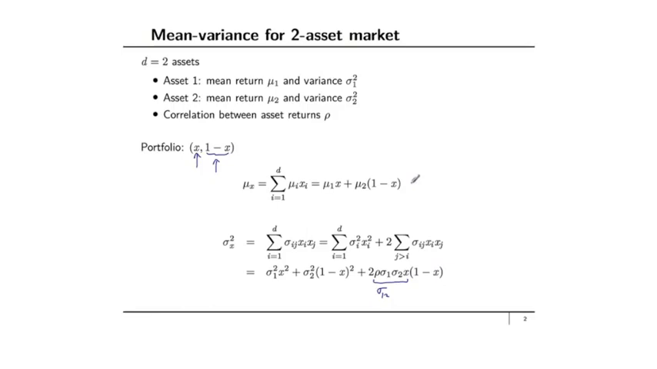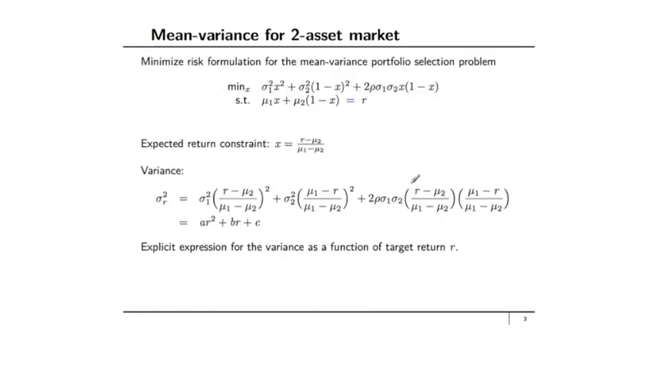and that's why 2-asset markets are very easy to describe. So I want to solve the minimize risk formulation for the mean variance portfolio selection problem. So what I want to do is specify a target return and then find a portfolio that achieves the target return but has the minimum risk corresponding to that target return. This is the return of the portfolio. This is mu of x. We wanted that to be greater than or equal to r.